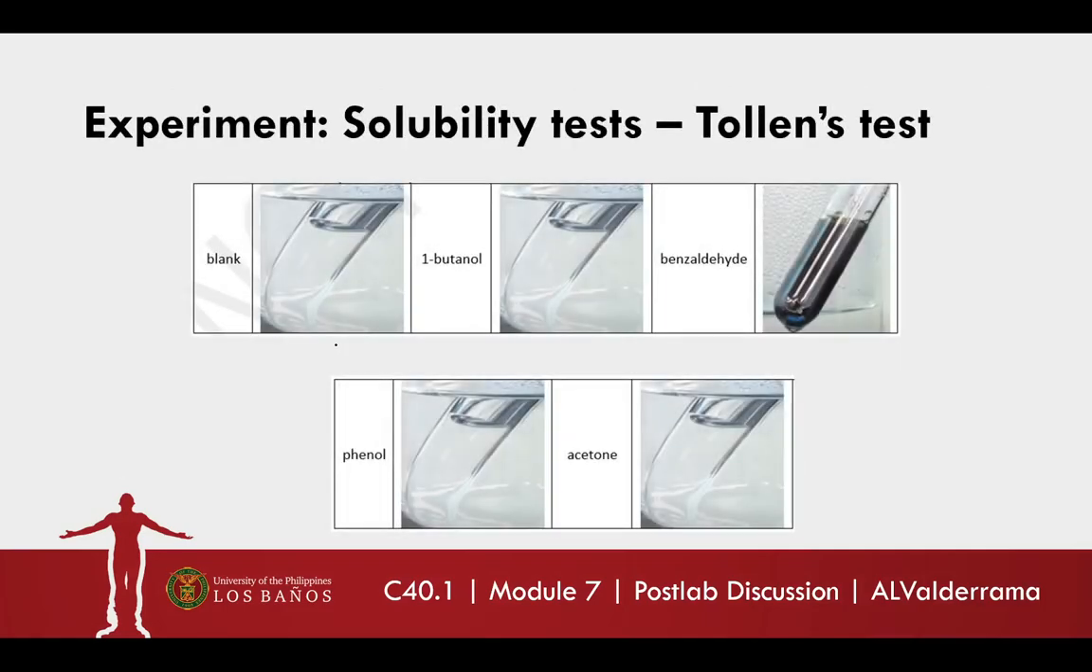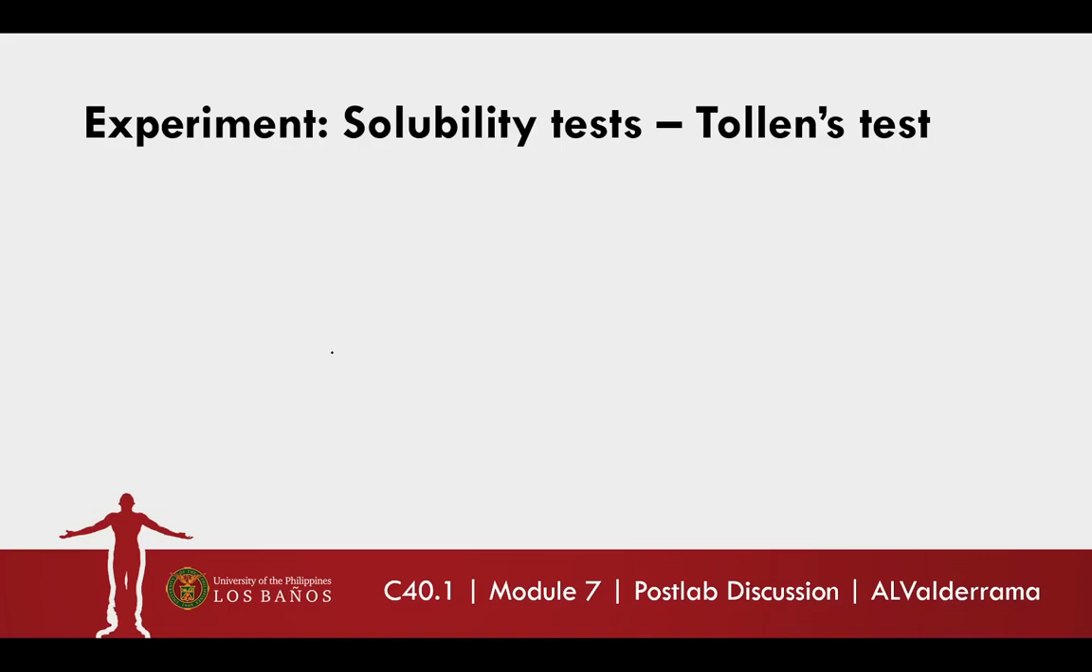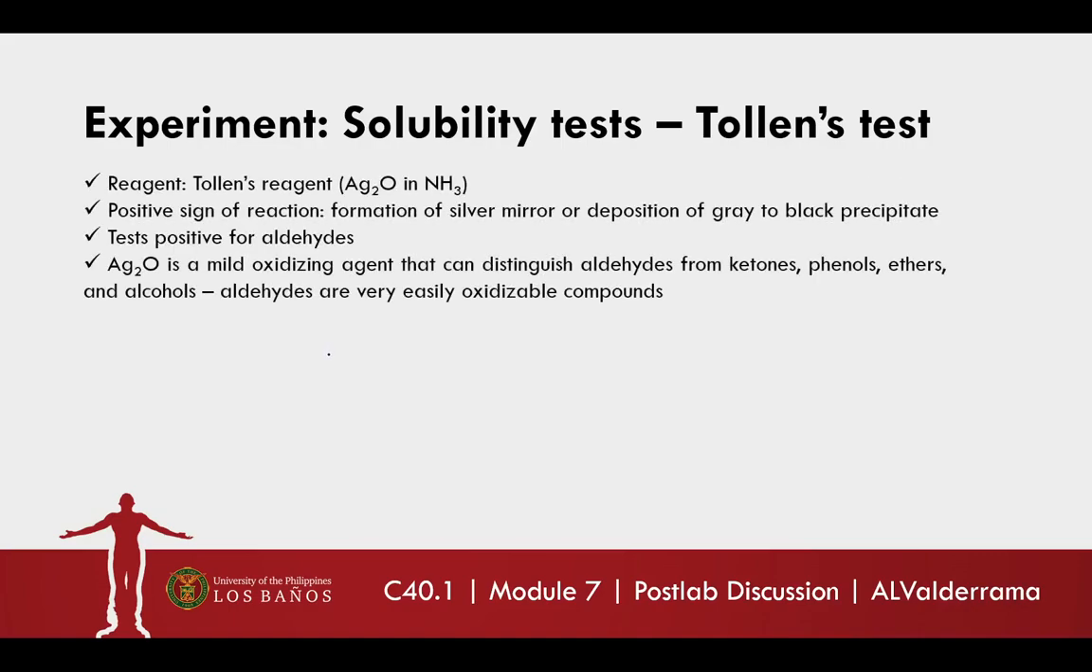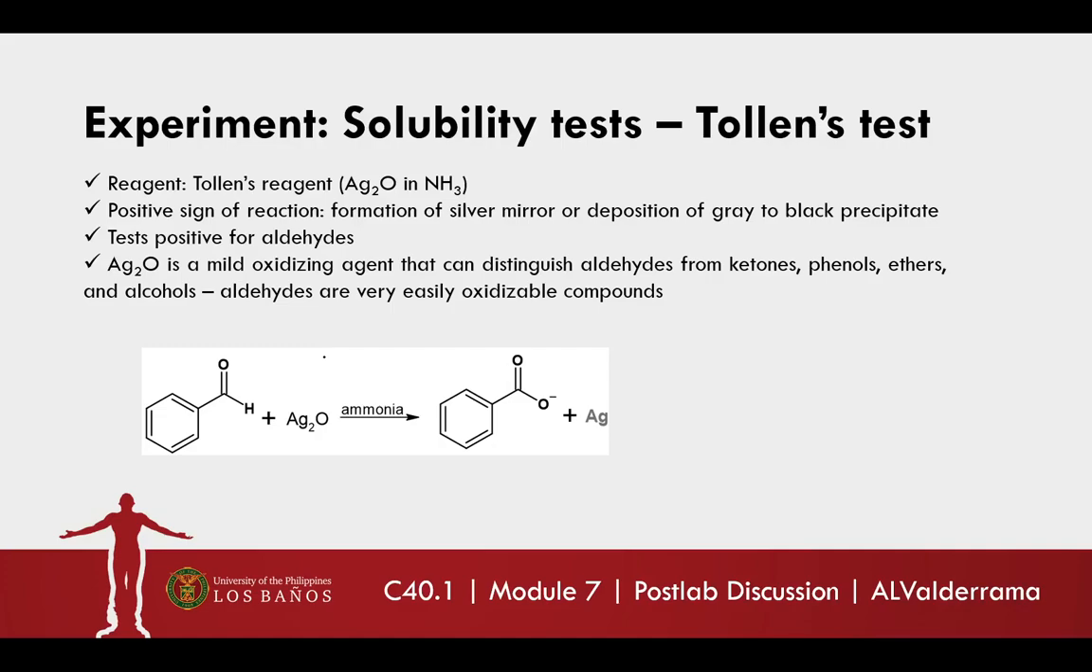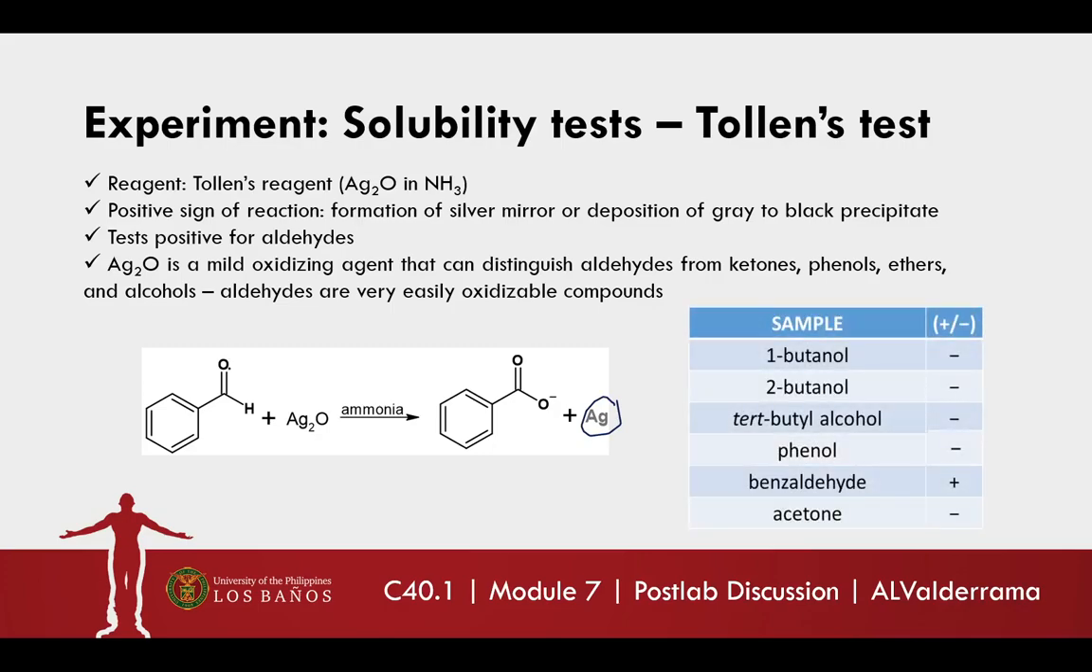Next is we have our Tollens test. So, Tollens test is a test for aldehyde. Okay? So, ang positive sign niya is the formation of silver mirror or gray deposition in your test tube. So, yung silver mirror na yun ay due to the silver solid produced there. Okay? So, basically, kapag nasa lab, sobrang nagtitipid tayo sa Tollens reagent.